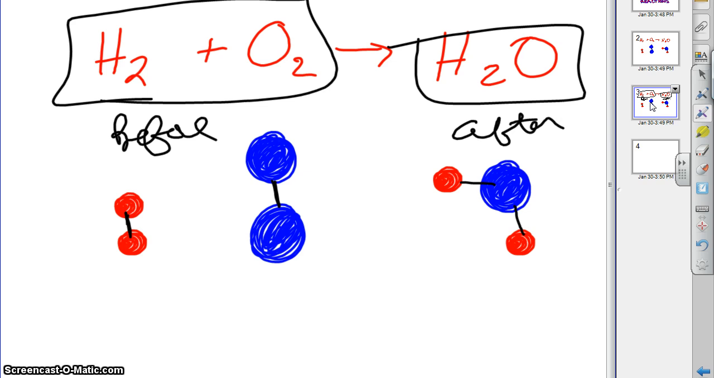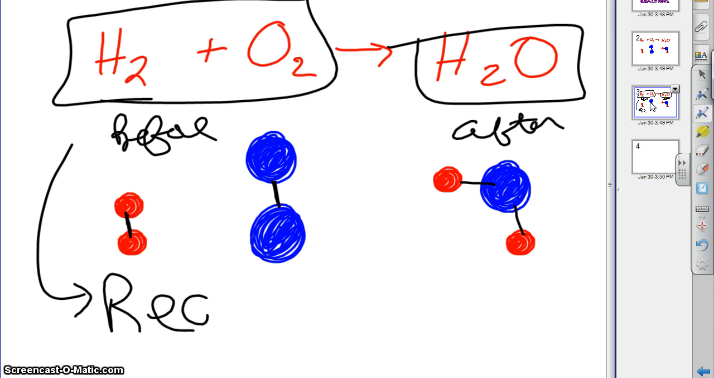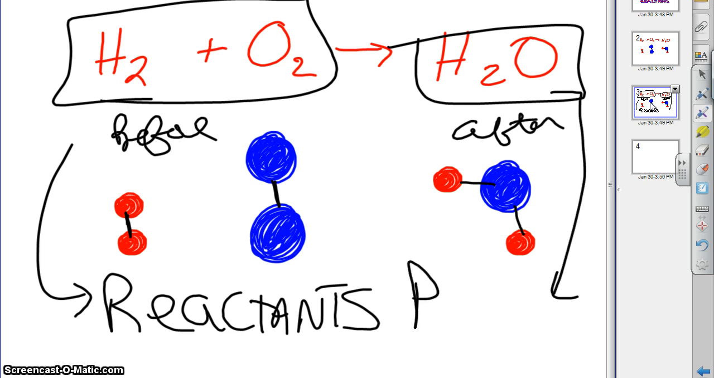When we refer to the things before the reaction arrow, we call them reactants. And when we refer to the things that are made, the things that exist after the reaction happens, we call those products, things that are produced.